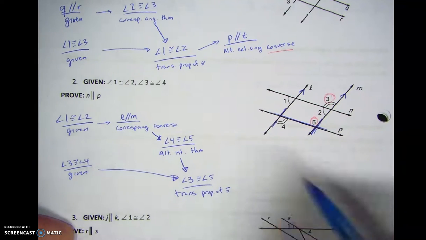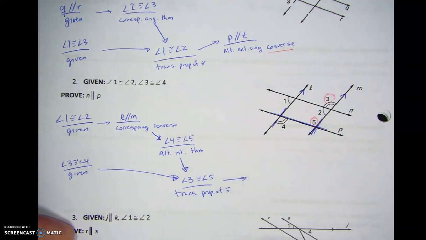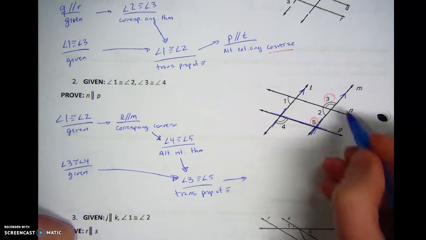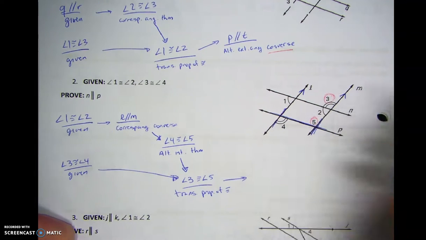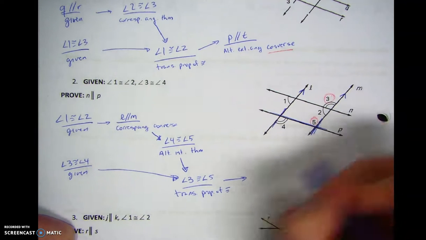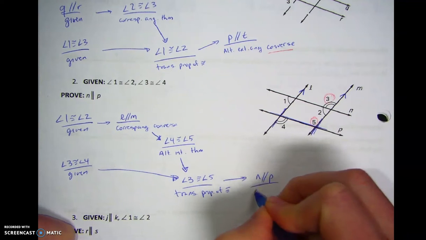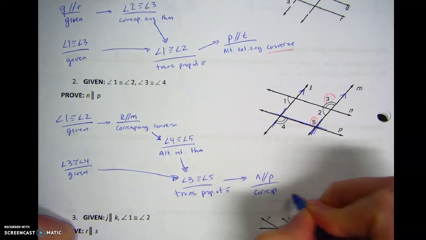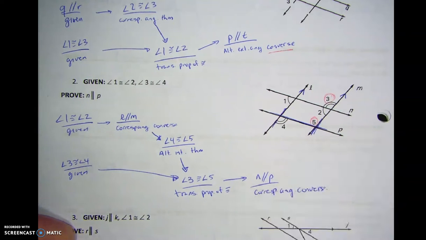Once we've got 3 congruent to 5, then these are corresponding angles. Again, a lot of corresponding angles in this one. Corresponding angles. n must be parallel to p by the corresponding angles converse. So there's a lot going on here.